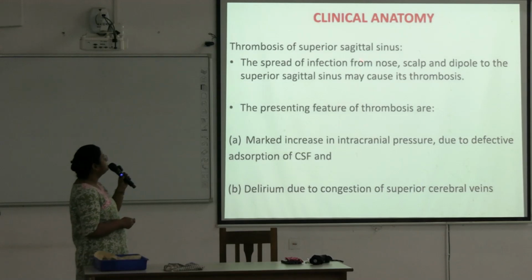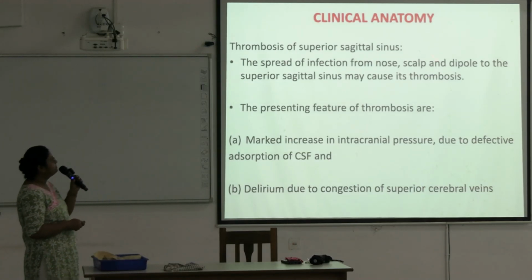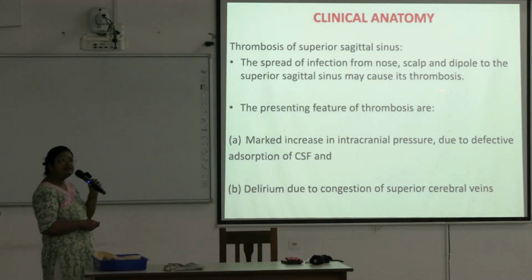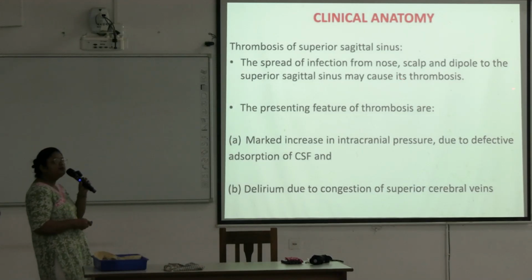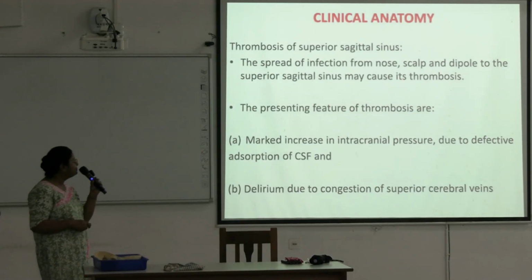So thrombosis of superior sagittal sinus. There is spread of infection from the nose, scalp, diploe to the superior sagittal sinus. Scalp via the emissary veins, diploe via the diploic veins, and some veins of the nose are also draining here. May cause its thrombosis. And what will be the presenting feature of this thrombosis?